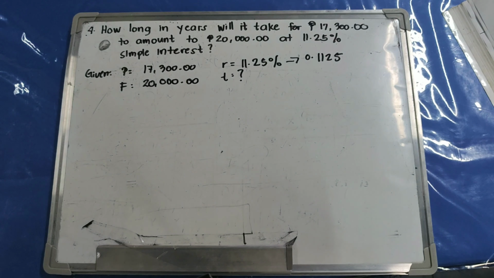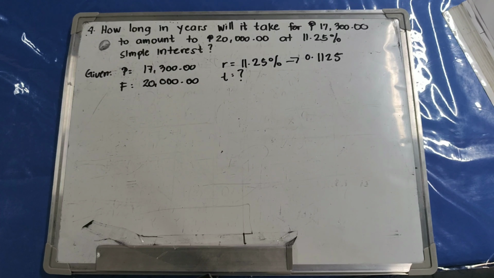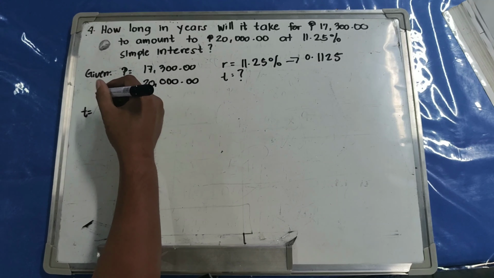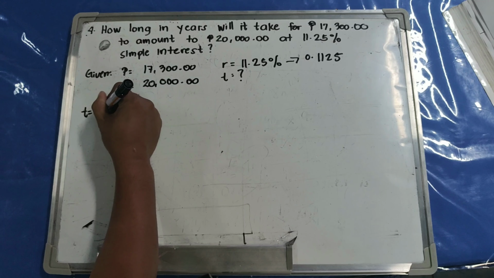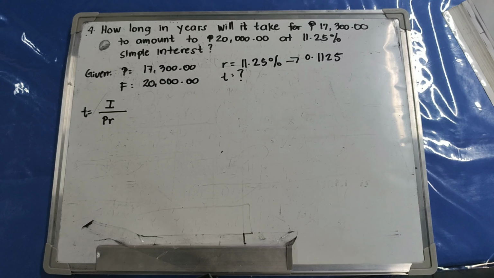How long will it take? So that is our time. How long in years? Years signifies time. So how long in years will it take? We are looking for the time. Now class, try to look at the problem. We have no interest, because the formula in getting the time is I over principal times rate. We have the principal and the rate, but we don't have the interest in the given.